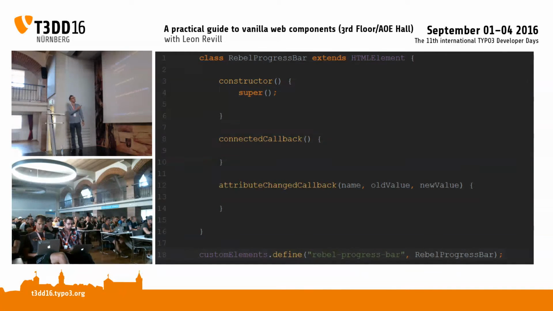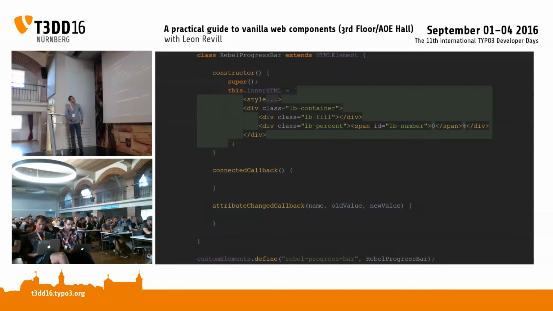Then we're going to extend the HTML element interface. We don't want any special functionality, so we'll just extend that. Then we're going to use the constructor, we're going to use the connected callback, and we're going to use the attribute change callback. We don't need to use the disconnected callback for this component, so we're going to ignore that completely.